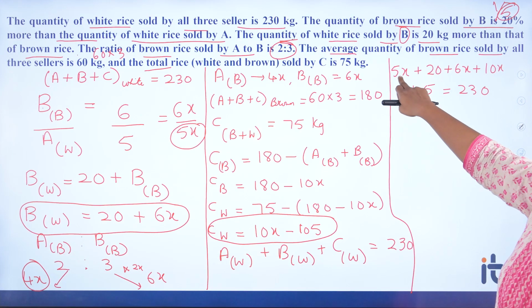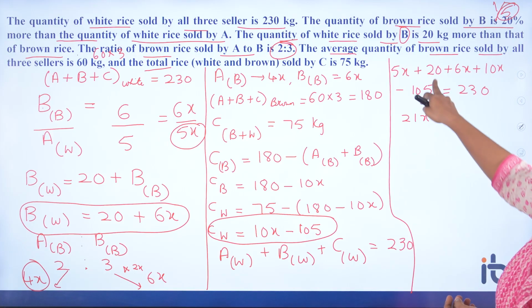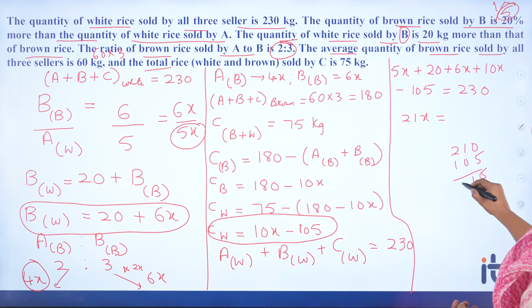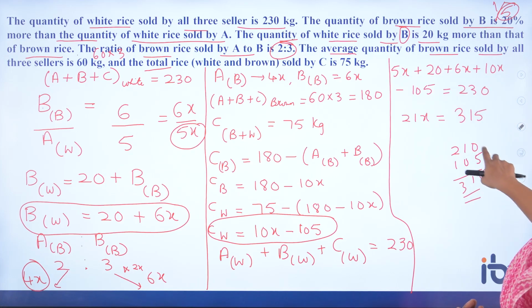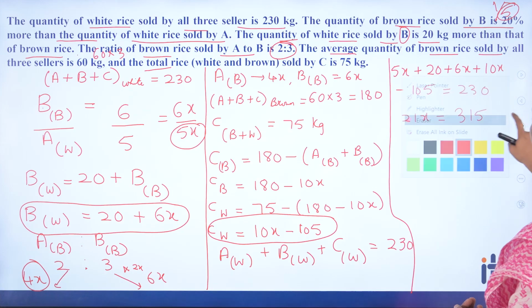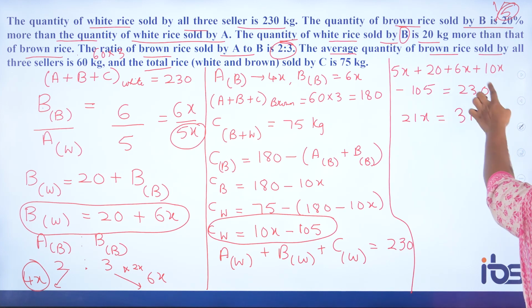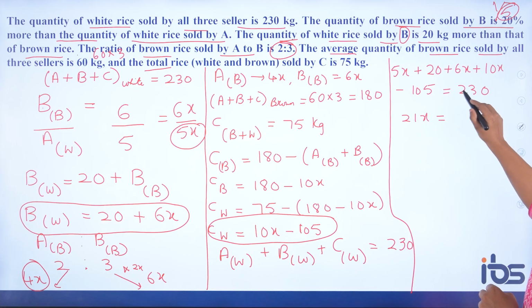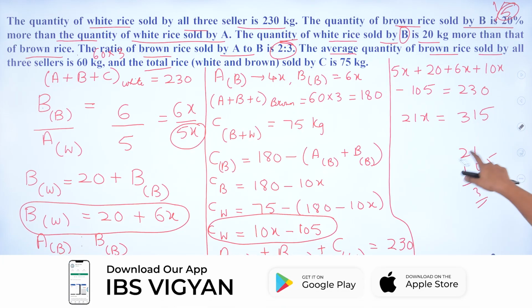So from this you are getting 5 plus 6, 11, 11 plus 10, 21x. Then the plus 20 goes to the other side and subtracts, so 230 minus 20 is 210, then 210 plus 105, you are getting 315. So 315 divided by 21 you will get the value of X.